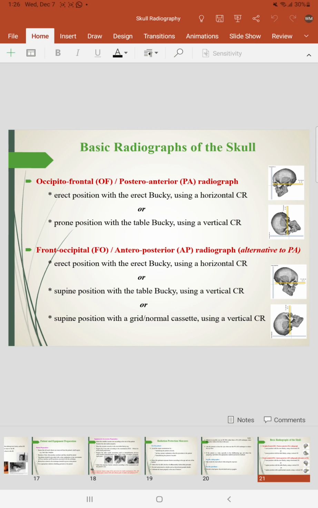Then PA, we discussed the PA view. Then AP, it means anterior posterior, or otherwise fronto-occipital, it means OF. It is an alternative to PA. We have these positions: erect position with the erect bucky using a horizontal center ray. Then supine position with the table bucky using a vertical center ray. And supine position with the grid or normal cassette using a vertical center ray.